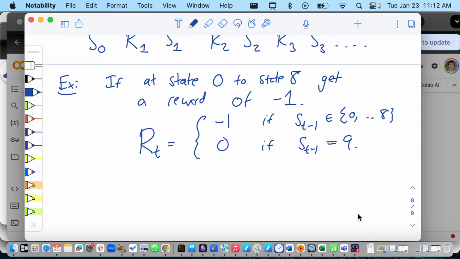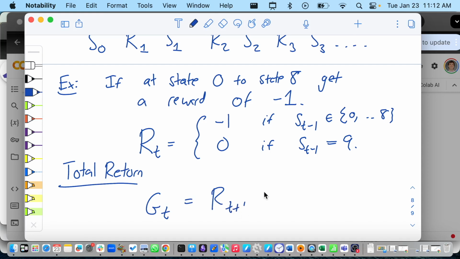With that reward, there is something called the total return. And you should not mix up the return with the reward. I'll try to say the word total whenever I say it. The total return is the sum of all the rewards you will ever get. So G_T is R_{T+1} plus R_{T+2} plus dot, dot, dot, forever. This is an infinite sum. So this is called the total return, and it's the sum of all the rewards you will get in the future.